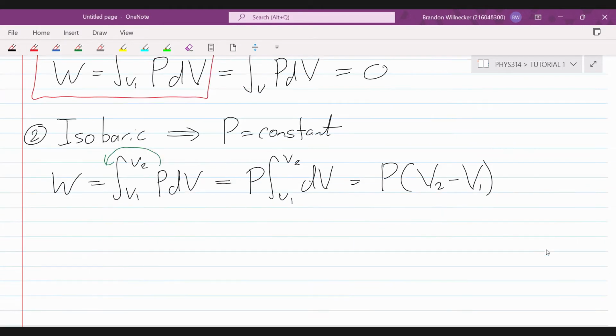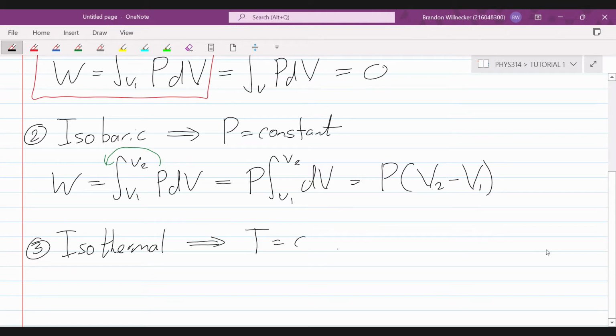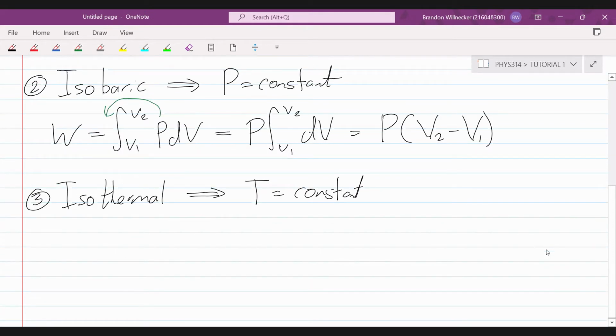Next is an isothermal process. Isothermal, so that implies that T is constant. Again, we have exactly the same starting point. W is the integral from V1 to V2, P dV. But now in this case, P is not constant, T is constant. So we need to find a function P in terms of V so that we can integrate. So we do that using the equation of state.